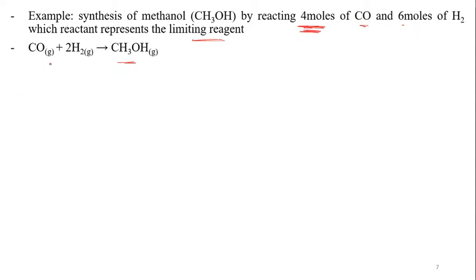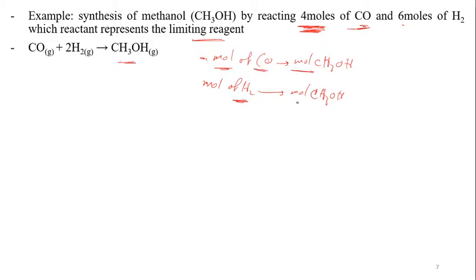So let's try first to use the number of moles of carbon monoxide and see how much methanol should be produced. So I have to compare the ratio of moles of carbon monoxide to moles of methanol. And my second step is to compare it with the moles of hydrogen to give me moles of methanol. And the one which gives the lower number of moles, this would be my limiting reagent.